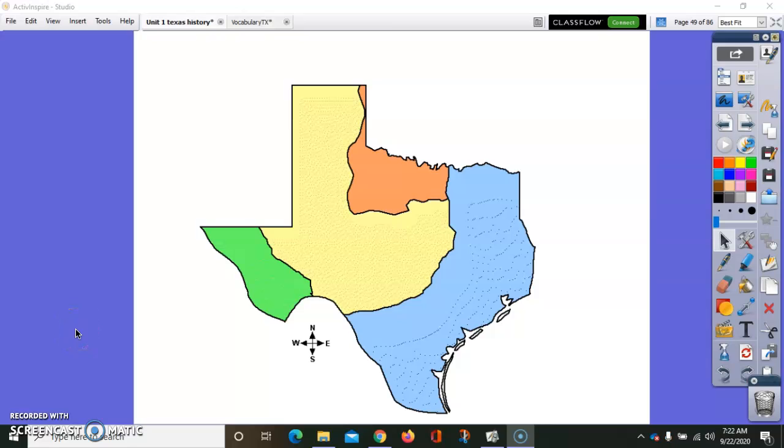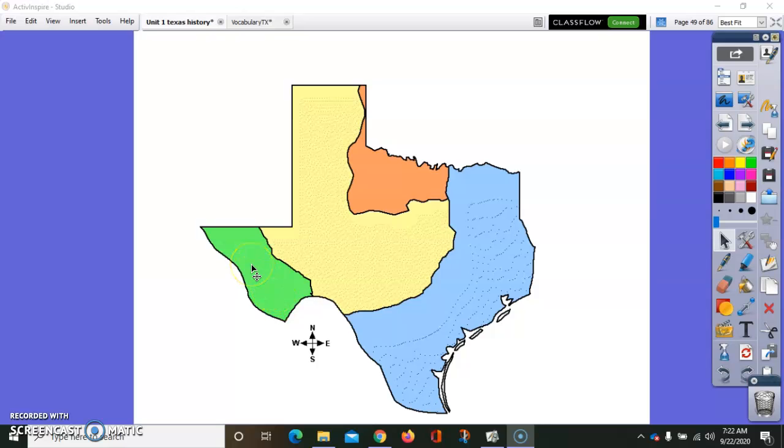Hello, everyone. Last week, our lessons were focused on the 4 natural regions of Texas, so I want to start there with a quick review. Here's a map showing the 4 regions, and I'm going to ask you to name them as I go around. We're going to start here from the west and move to the east. So, what is the name of this smallest natural region in Texas?